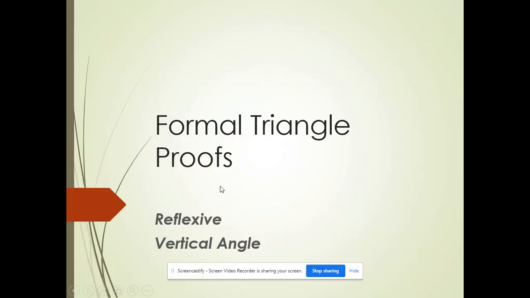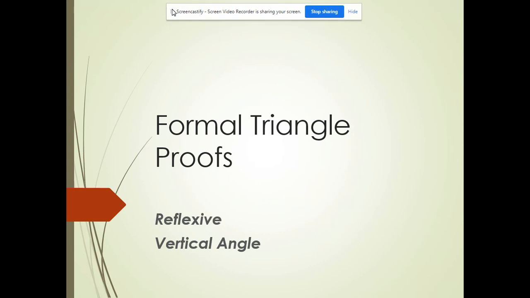Today we're going to be looking at formal triangle proofs using the reflexive property as well as vertical angles. We're going to be proving that our triangles are congruent using side, side, side, side, angle, side, or HL. Let's go ahead and look at what a formal proof looks like.